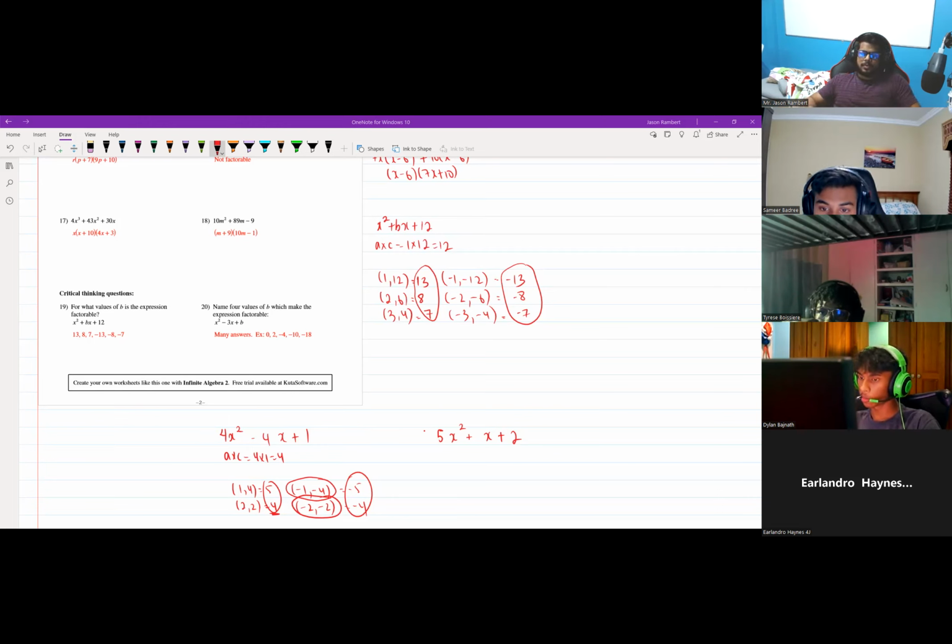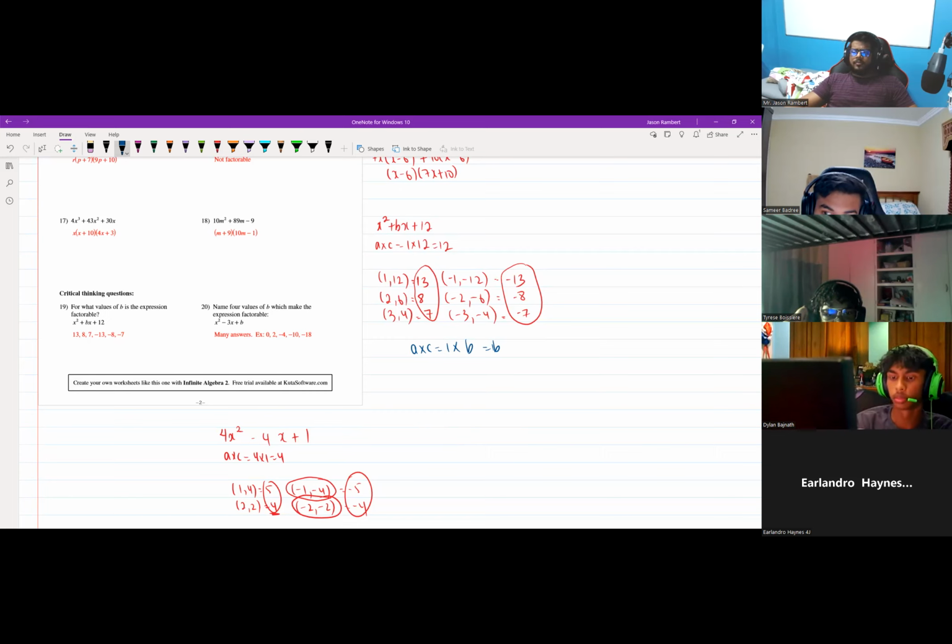All right, let's look at the last one. Similar. Name 4 values of B which make the expression factorable: x squared minus 3x plus B. So A by C in this one here, right? So follow with my other thing, right? We call it good. A by C is 1 by B, since C has a value of B, so 1B. Yeah? Cool.